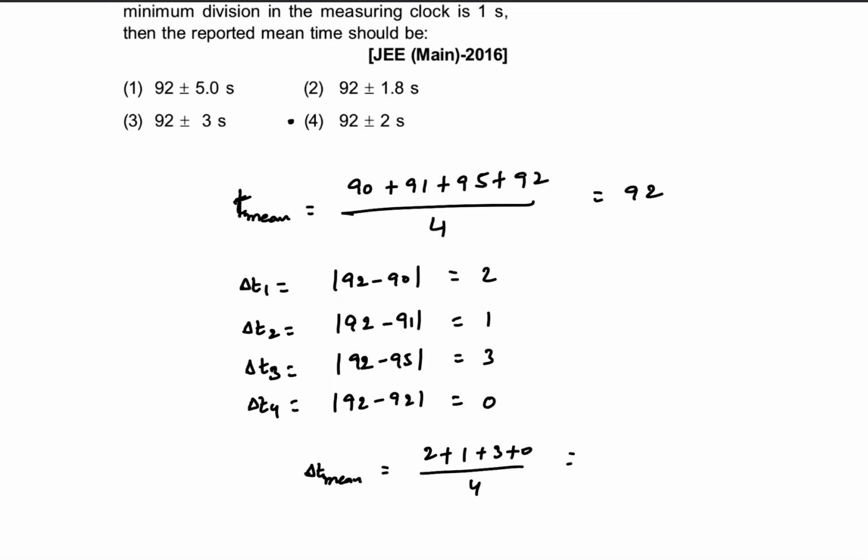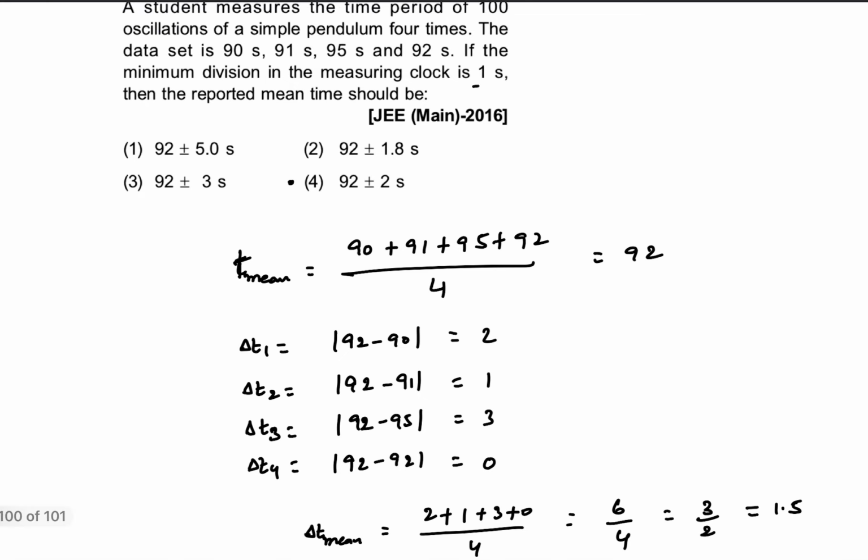Delta t mean value can be written as (2 + 1 + 3 + 0) divided by 4. You can get the value: 2 plus 1 is 3, 3 plus 3 is 6, 6 by 4. 6 by 4 is 1.5, we can write that value as 1.5.